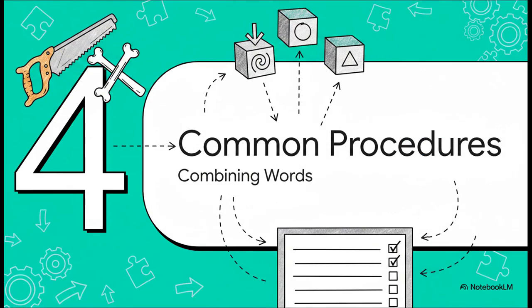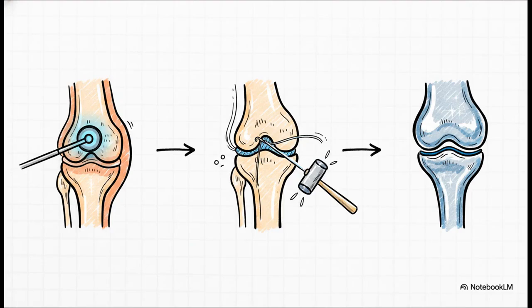Wrapping up with Section 4, common orthopedic procedures. Now we get to combine our building blocks exactly how they're going to appear on the daily surgical schedule board. It's kind of like a giant puzzle. Arthroscopy merges joint with visual examination. Right below it, arthroplasty combines joint with surgical repair, which is what we often call a total joint replacement. As you can see, the terms themselves directly dictate the surgical intent.